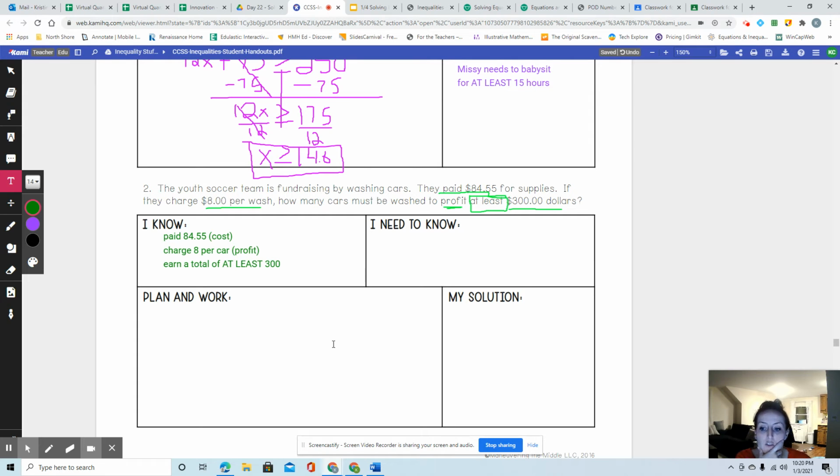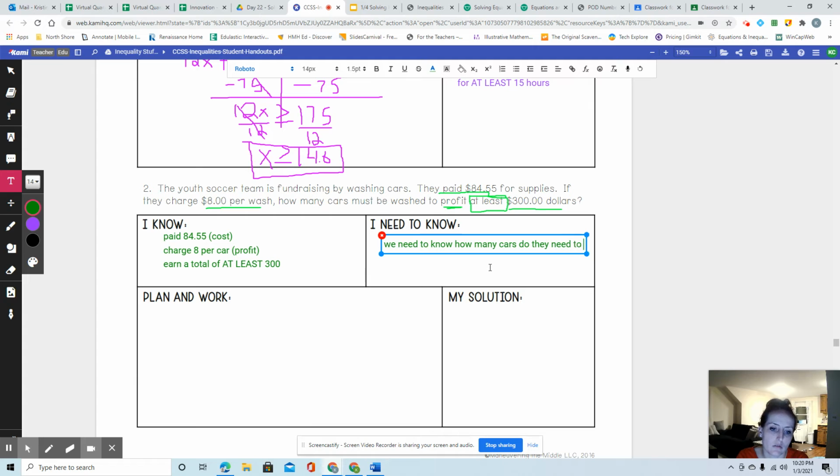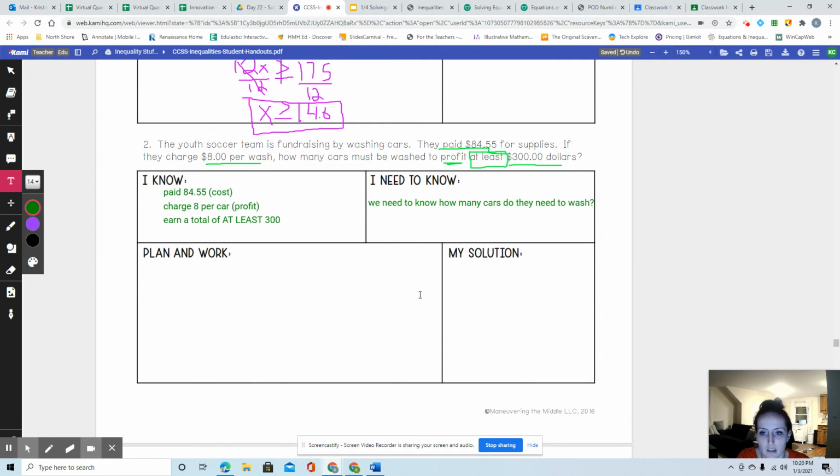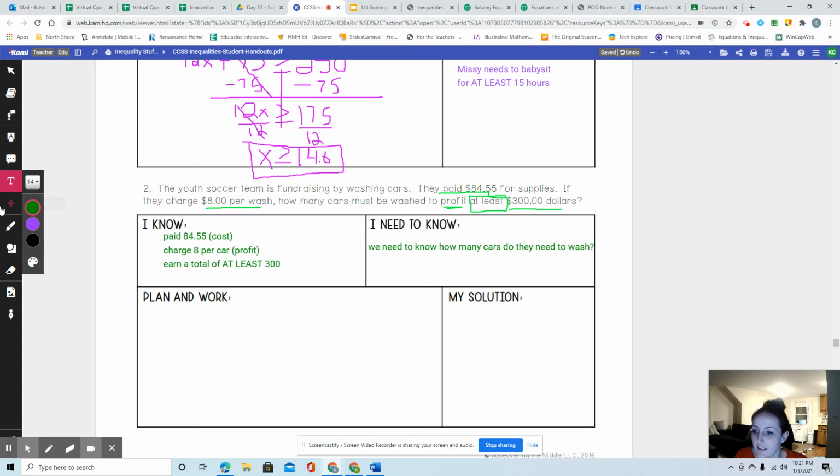So this is going to be a tricky one. So what do we need to know? We need to know how many cars do they need to wash? And we're going to find out. We're going to figure it out for them. No big deal. You guys are super smart. Big brain all day. All right, this is where we're going to create our inequality.